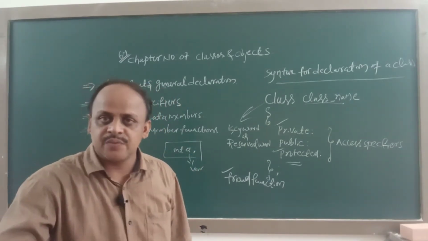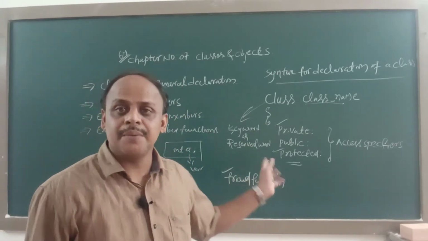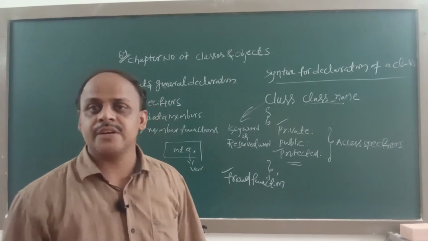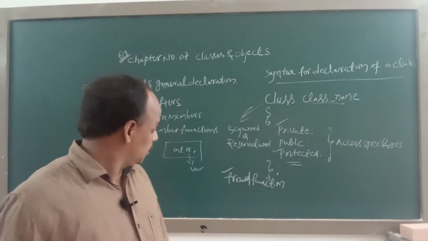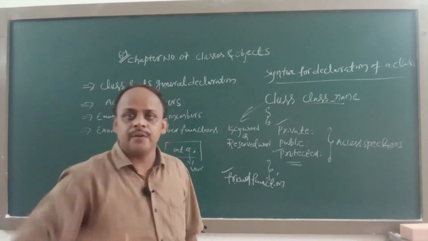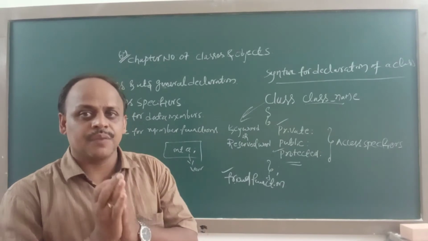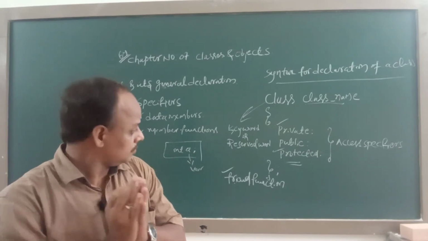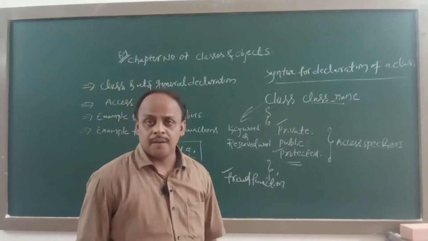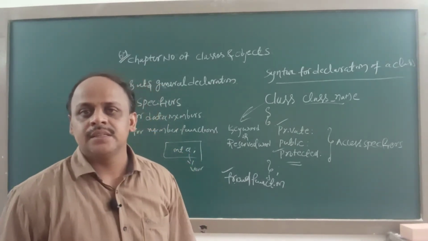This friend function comes after two or three chapters, after completion of a minimum of two or three chapters. There we will go into detail about the friend function. Now the important thing we can observe here: suppose members are declared under the protected access specifier.